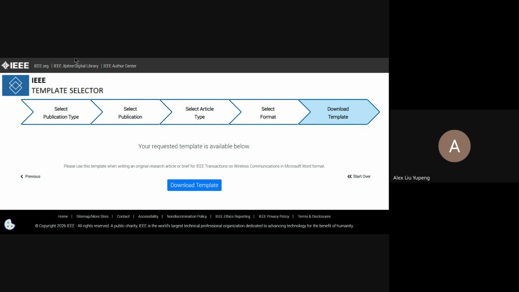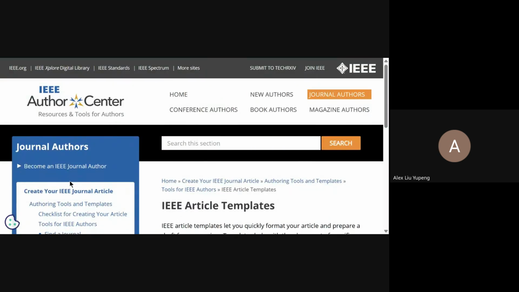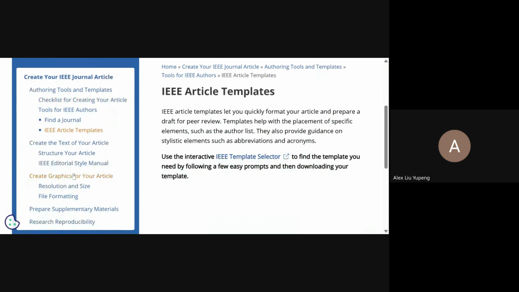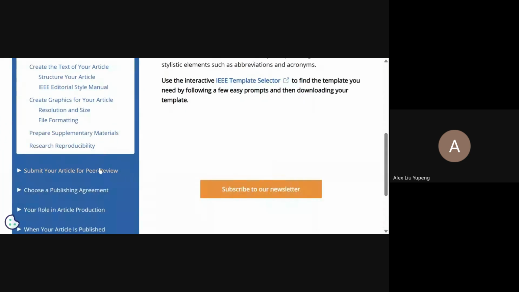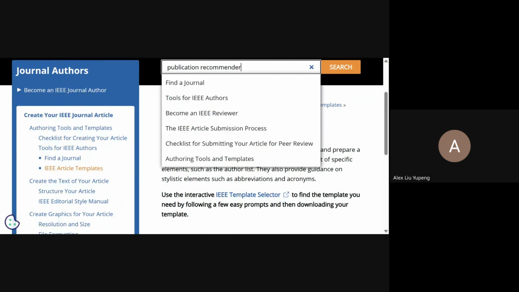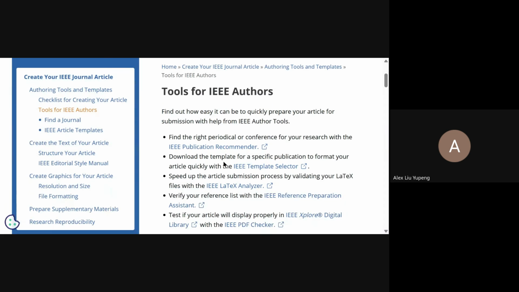And of course, the IEEE Author Center has much more. So for example, for journal authors, you can learn more about creating your article. We have authoring tools and templates, checklists, creating an article, creating the graphics, publications. And we also have this thing called the publication recommender. Tools for IEEE authors, publication recommender.